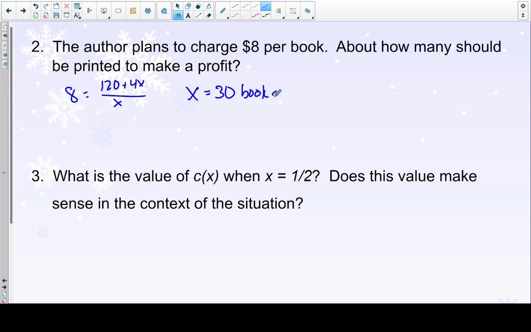But here's the problem. I want to make a profit. If I buy 30 books, they're going to cost me exactly $8 each. What if I sell them all? I don't really make a profit, I just make my money back. So actually, the reality is this needs to be greater than. So X has to be greater than 30 books. And as long as I'm greater than 30 books, and assuming I sell them all, then I'll make a profit. So I should quantify this here, if we sell them all.